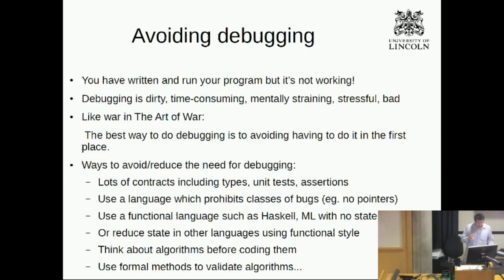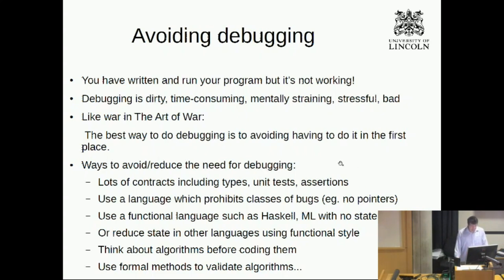So debugging occurs when you have written and run your program and it is not working. And now you have a problem, right? We all know debugging is dirty, it's time consuming, it is mentally straining, stressful, and generally a bad thing. Like war in the Art of War, the best way to do debugging is to not have to do it. You want to set up your life so that this just isn't even an issue. And you're going to do that by using static analysis tools and unit tests primarily, and contracts in general.